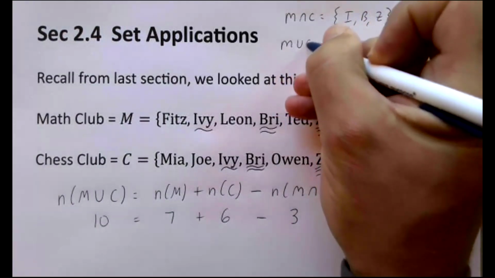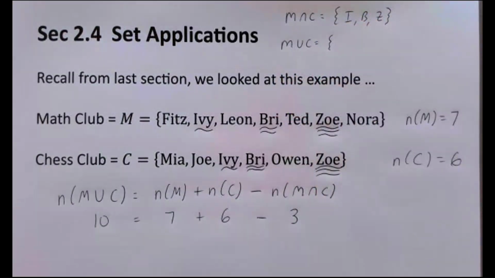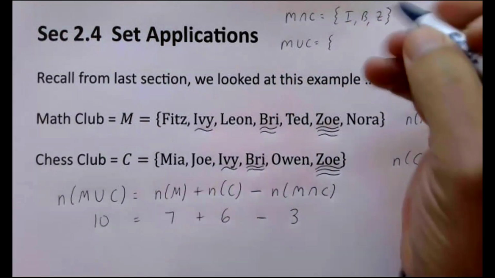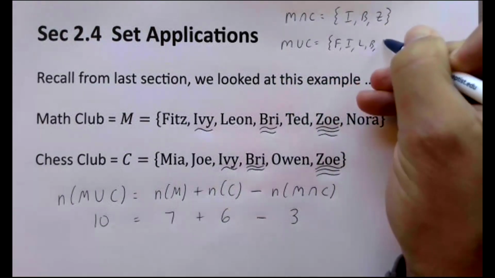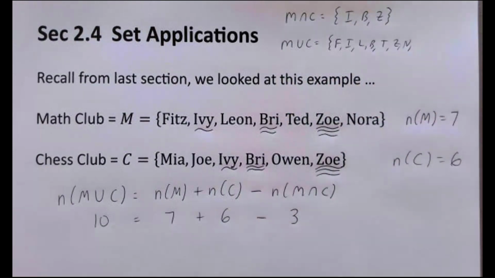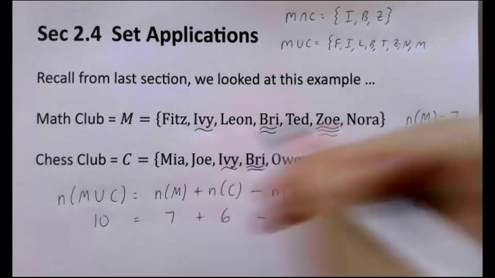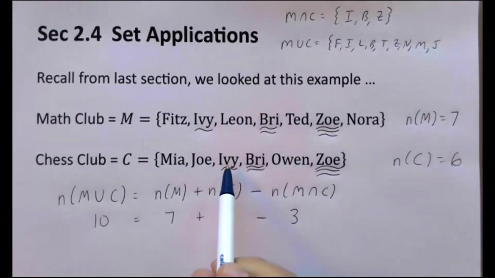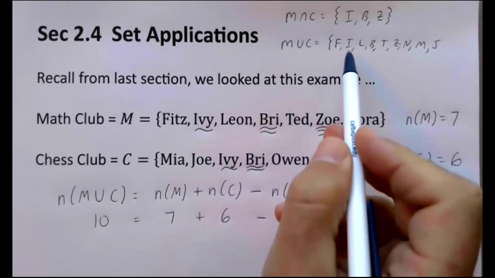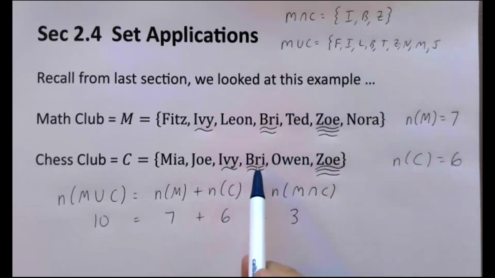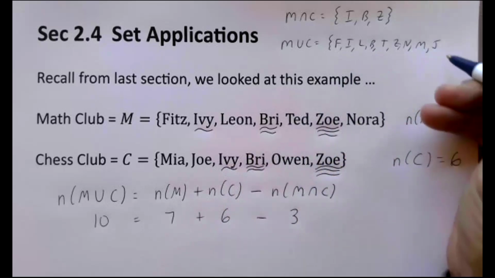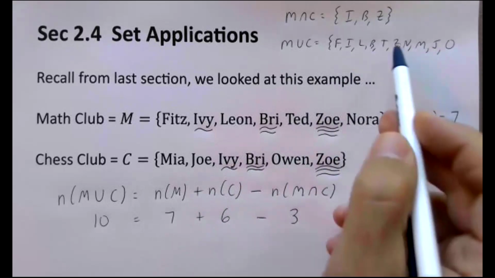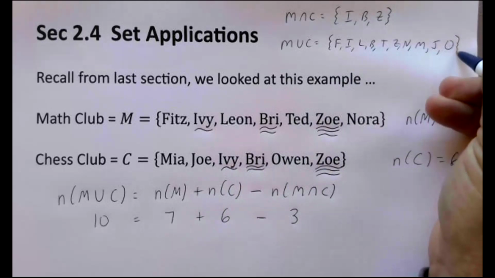Remember, the union of the two sets means you just throw the two sets together. You take everyone in the math club, which is Fitz and Ivy and Leon and Bree and Ted and Zoe and Nora, and you also include everyone in the chess club, which is Mia and Joe and Ivy, but we already have Ivy. We don't need to list Ivy again. And Bree, but we already have Bree. We don't need to list Bree again. And also Zoe, but we already have Zoe. There's no reason to write Zoe again.